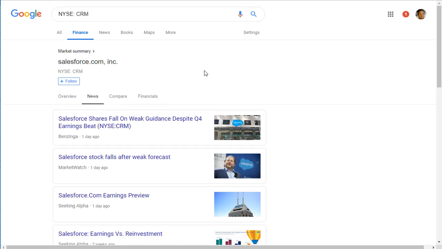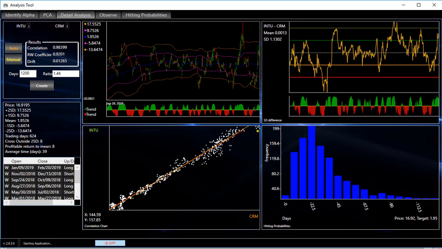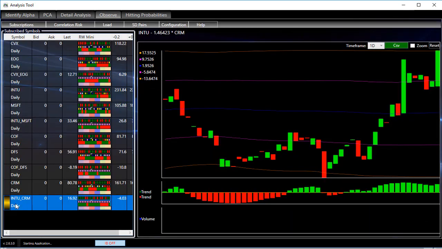Then let's check the news on those guys. Okay, here's the issue. Salesforce had earnings yesterday, and they dropped based on, it says here, weak guidance. Obviously, in this situation, where our product here is Intuit minus 1.46 of CRM, this thing going down is going to cause this thing to go up. So I'm going to watch it.